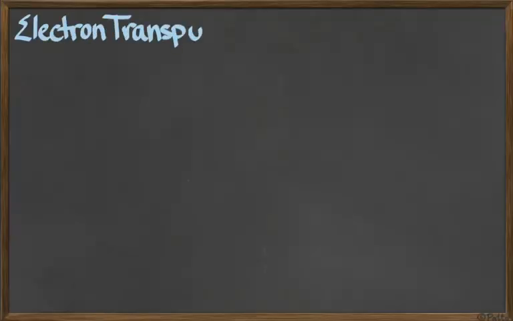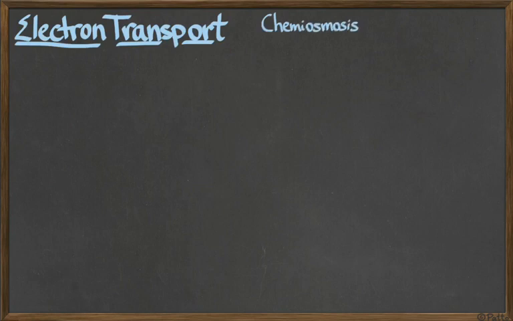Today we are going to talk about electron transport, which is also known as chemiosmosis and oxidative phosphorylation. It involves movement of chemicals across a membrane, which reminds us of osmosis, although it's more like diffusion. And it's oxidative phosphorylation because it uses redox energy, oxy-reduction, to do phosphorylation to produce ATP.